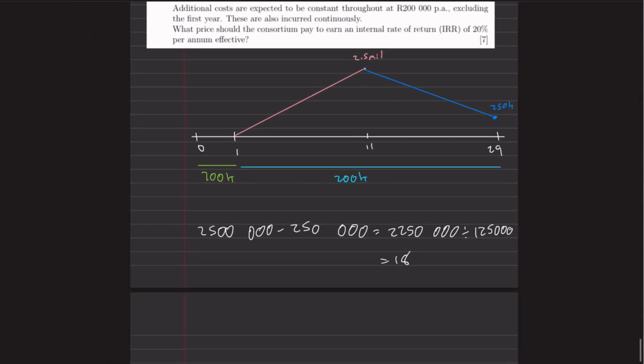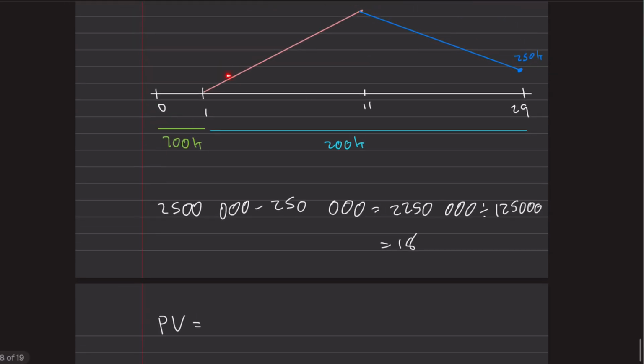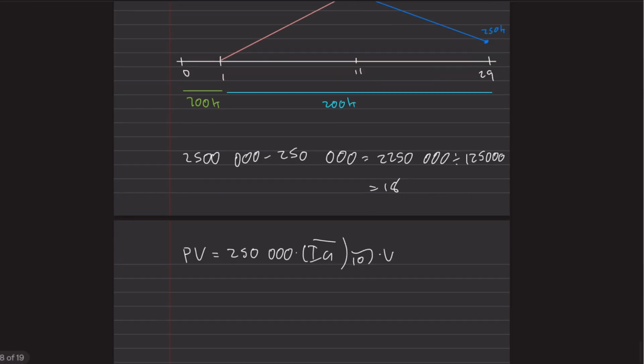Now we just need a present value of those. So let's write an equation of value. Our present value is going to be, let's start with the incomes. So it's going to be 250,000 times an increasing annuity, but it's increasing continuously for 10 years. And that'll discount it to time 1, but we want to discount it to time 0, so you have to multiply that by v.